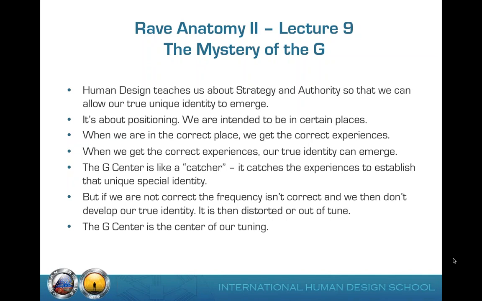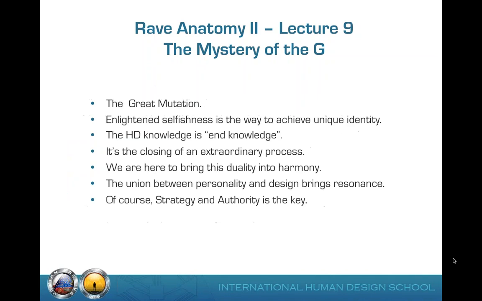But if we're not correct, the frequency isn't correct, and then we don't develop our true identity. It's then distorted, out of tune. The G center is the center of our tuning. I really like that statement. The G center is the center of our tuning. The great mutation. Enlightened selfishness is a way to achieve unique identity. Enlightened selfishness. He really liked that term.